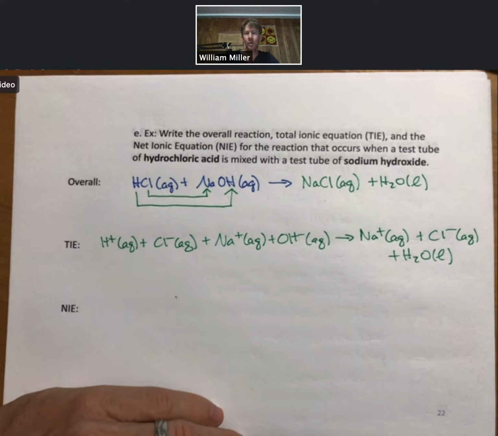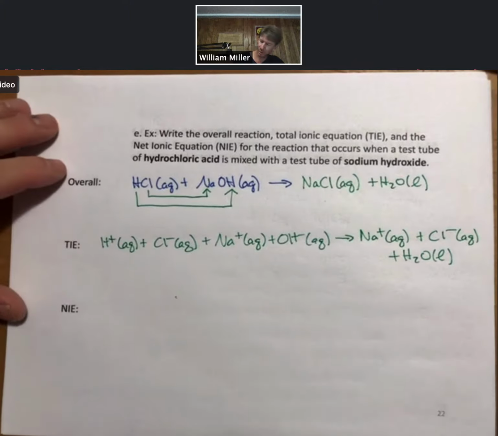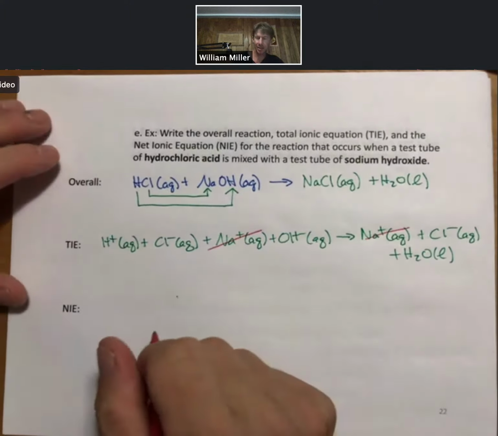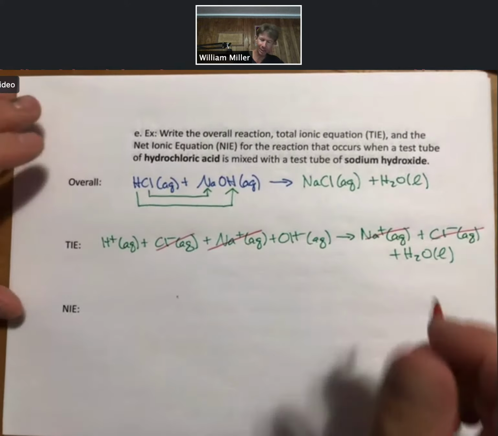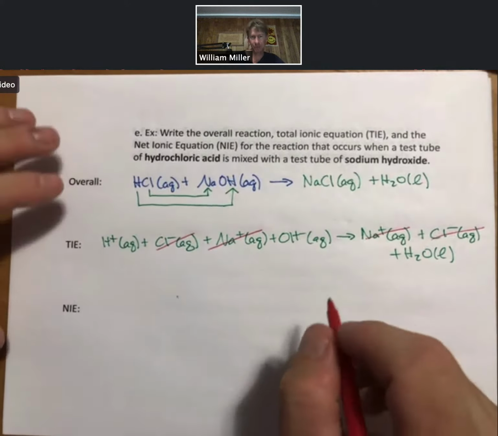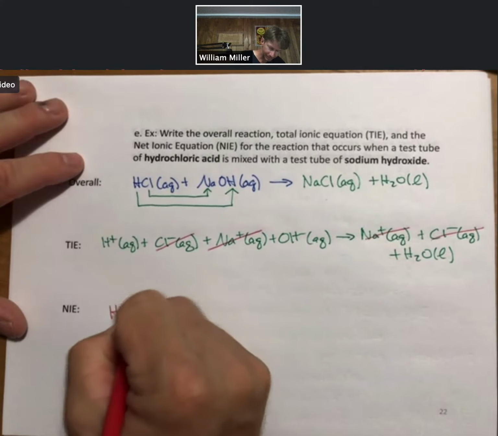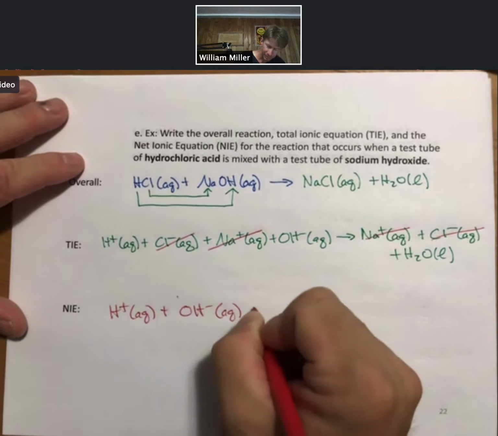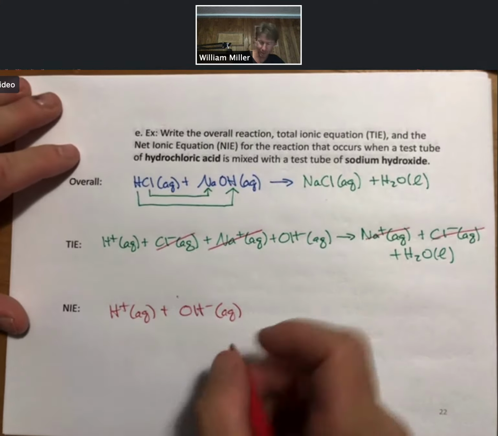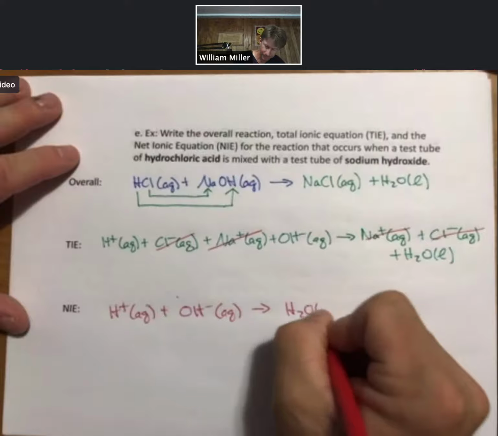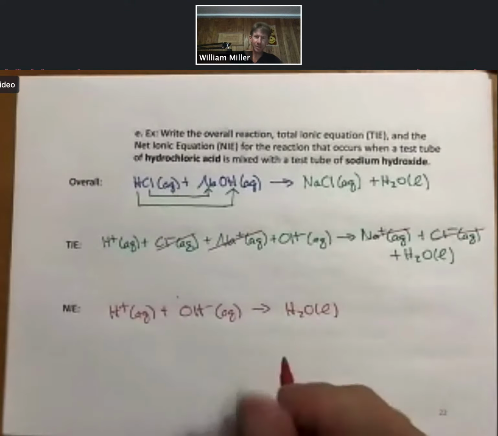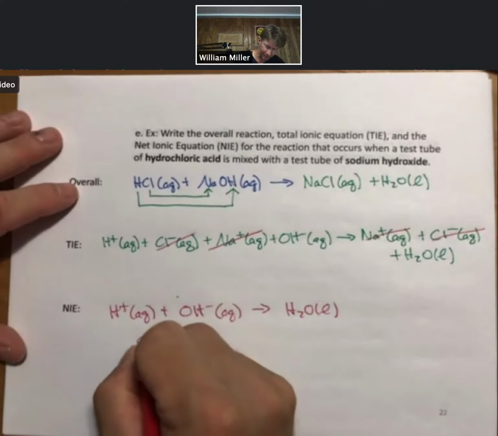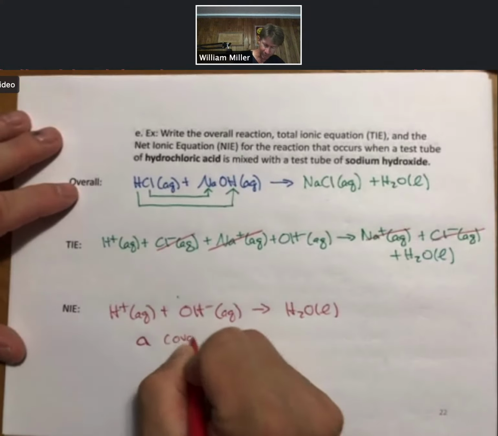But H2O is a liquid, and when we go through and cancel out the things that are the same, our spectator ion sodium and our spectator ion chloride both drop out. We're left with hydrogen ion and hydroxide ion forming water. This is a chemical reaction, and for this chemical reaction, a covalent bond has formed.